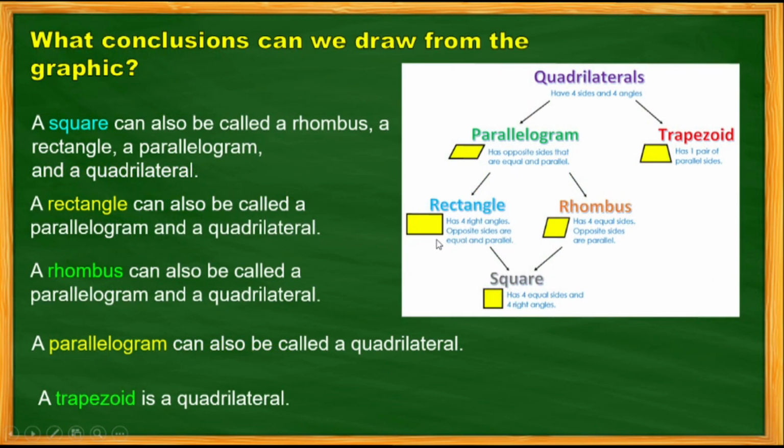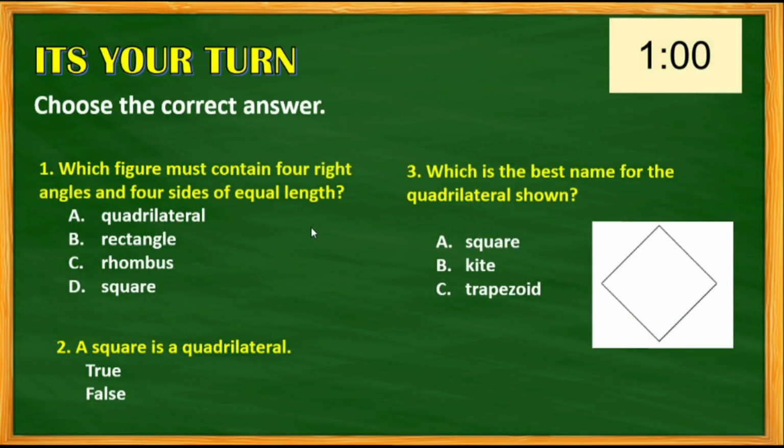So that would be lesson number 5, all about quadrilaterals. It's your turn, grade 4 pupils. We're going to answer this one. Choose the correct answer. You have 1 minute to do this one. So 1, 2, 3. Your timer starts now.